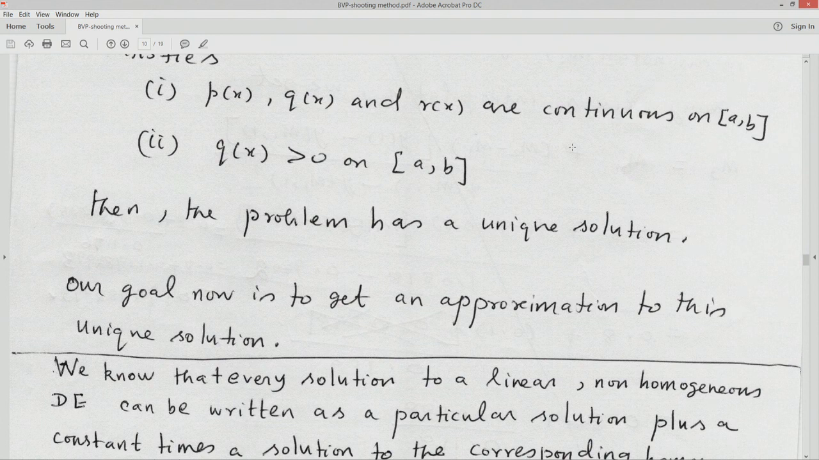So, when we work out the solution of the boundary value problem using a shooting technique, before carrying out the computations, we try to ensure that the conditions of this theorem are satisfied for that particular problem. That would ensure that the solution that we obtain is a unique solution. So, our goal is to get an approximation to this unique solution, because we are trying to solve the problem numerically.